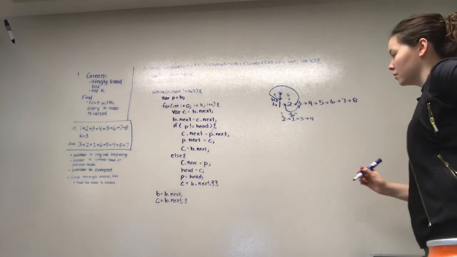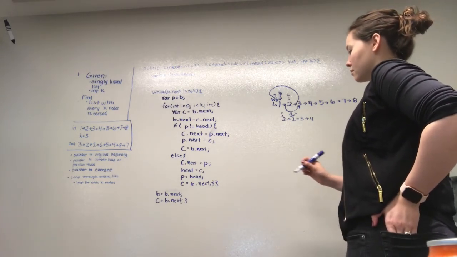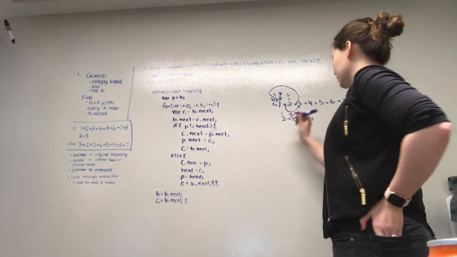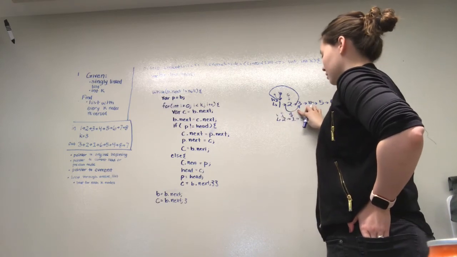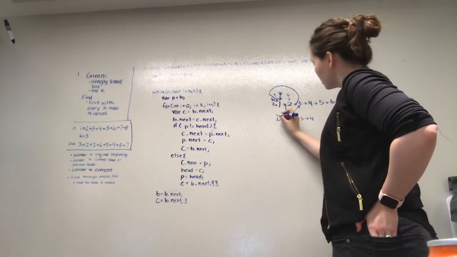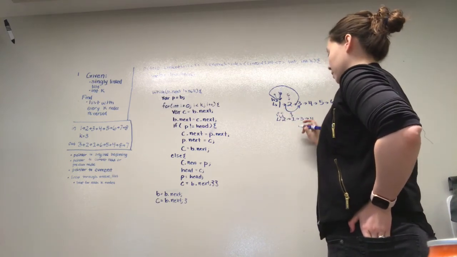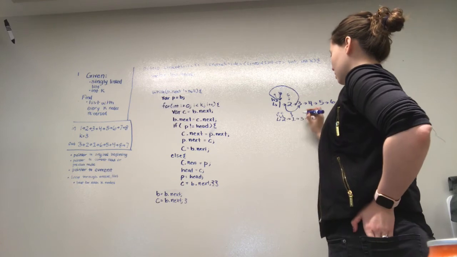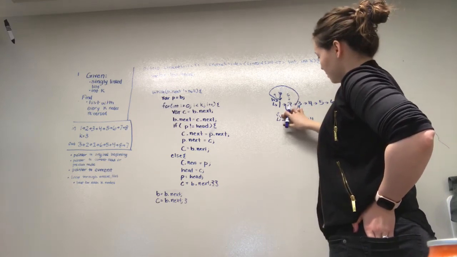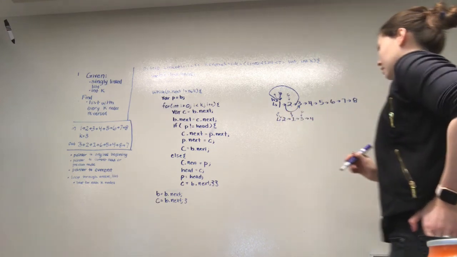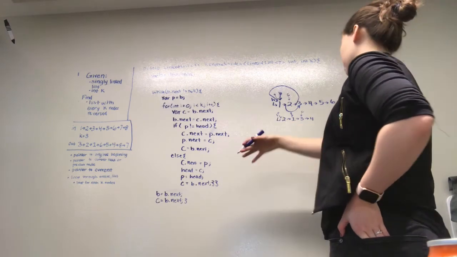So then we're going to set head equal to c. So we'll move our head over here. Our p is equal to our head, so p comes back over here. B will stay at 1, and c will move to b dot next. Okay. Then we would loop through this again.